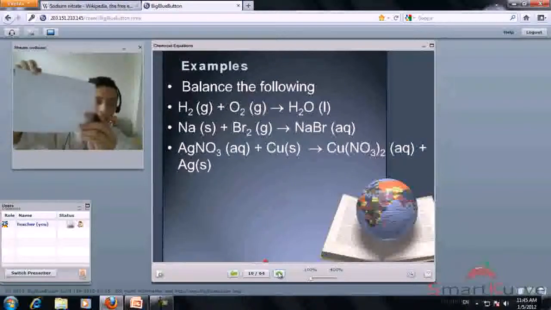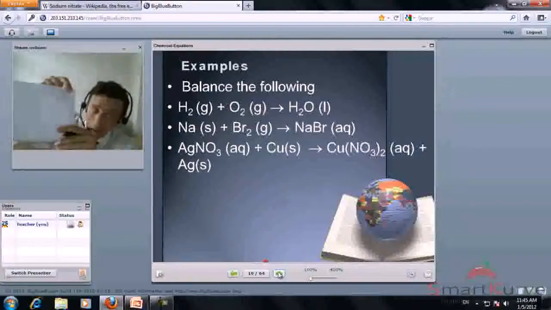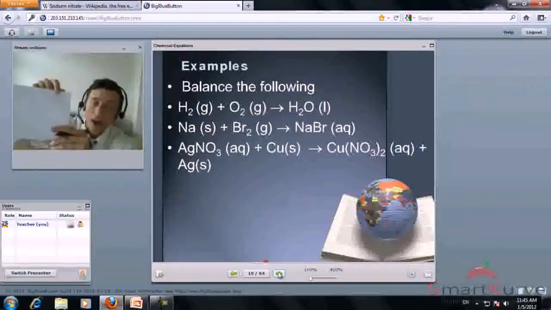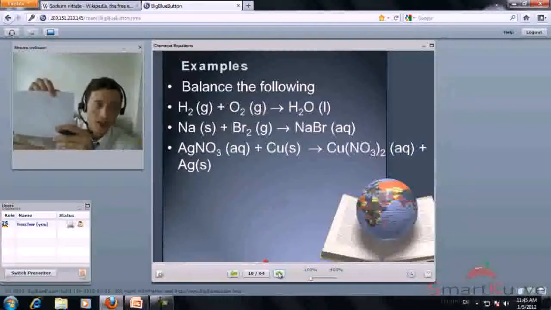Now we have 2 oxygen atoms in the reactant side, and 2 on the product side. We're balanced. But now we've got another problem. Our hydrogen is no longer balanced because we have 2 hydrogen atoms in the reactant side and 4 hydrogen atoms in the product side. 2 times 2.